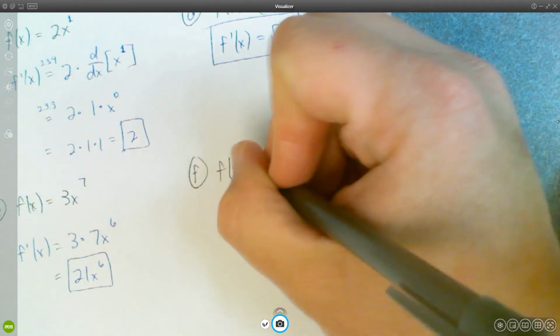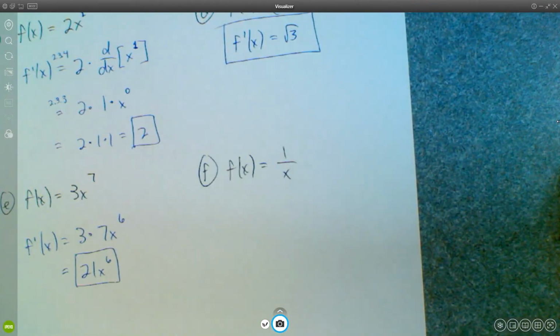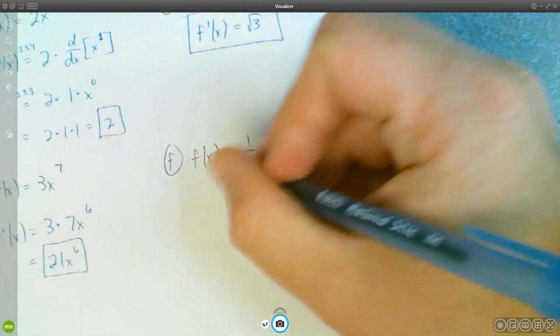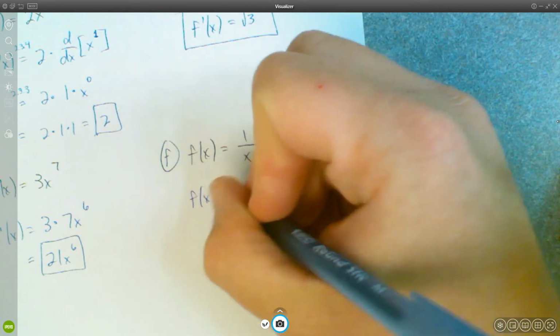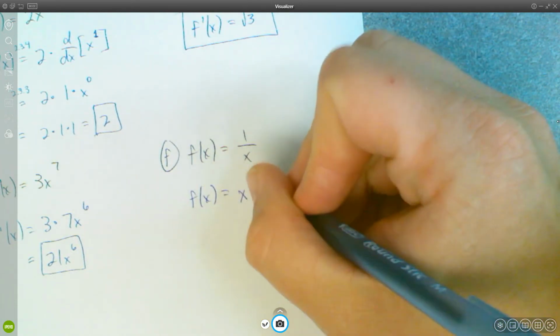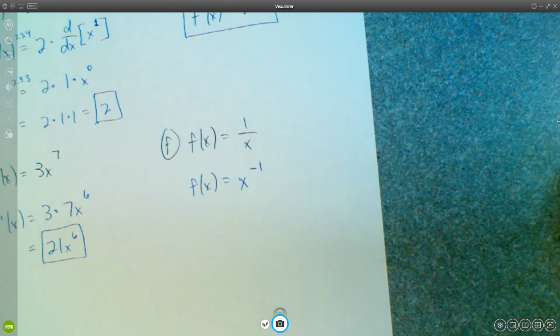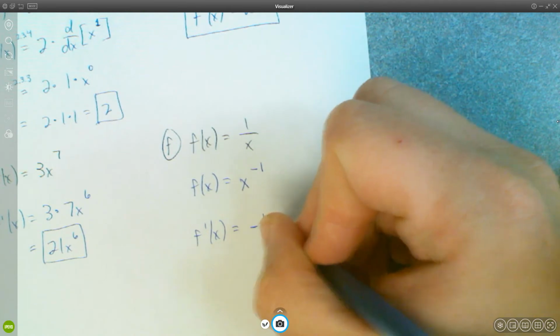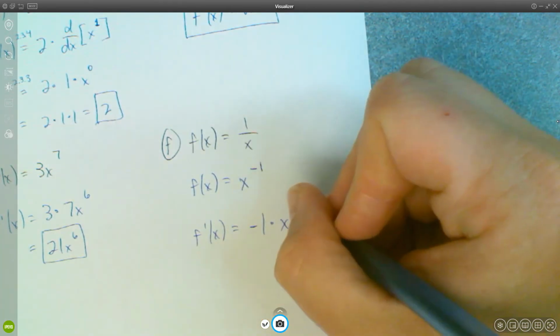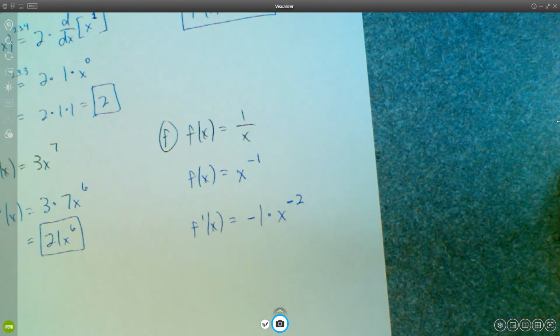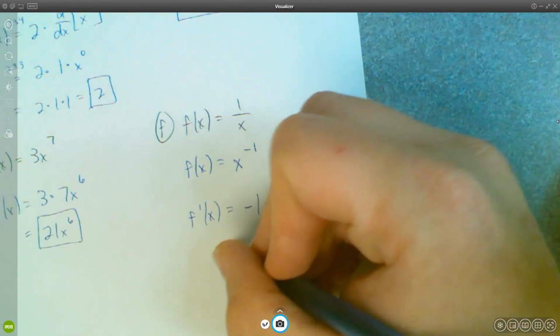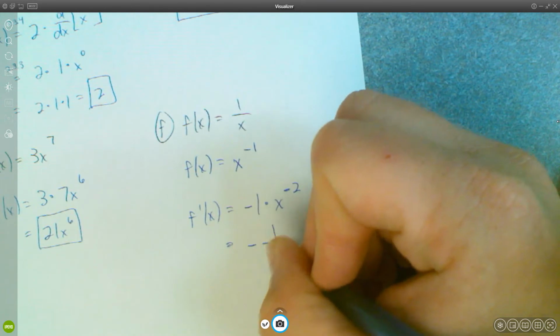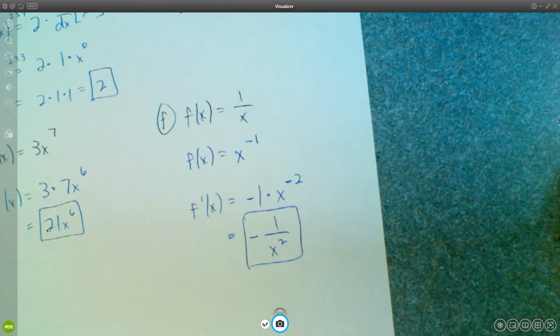Let's do f of x equals 1 over x. Now at first glance you might think, well, what in the world, I mean, that's not a monomial, right? Except that it is. If you rewrite it, 1 over x is just the same thing as x to the negative 1 power, right? And so f prime of x is negative 1 times x to the negative 1 minus 1, which is negative 2. And if you like, you can rewrite that as negative 1 over x squared. Right? So there's f prime of x.